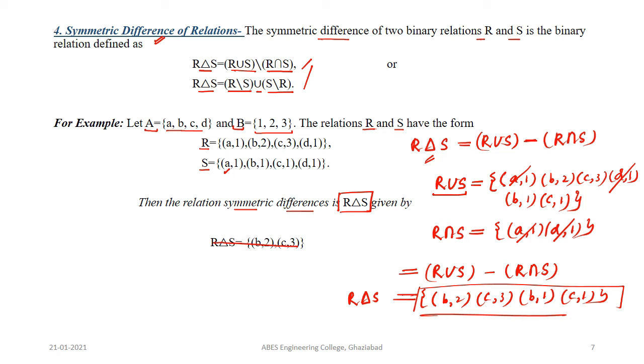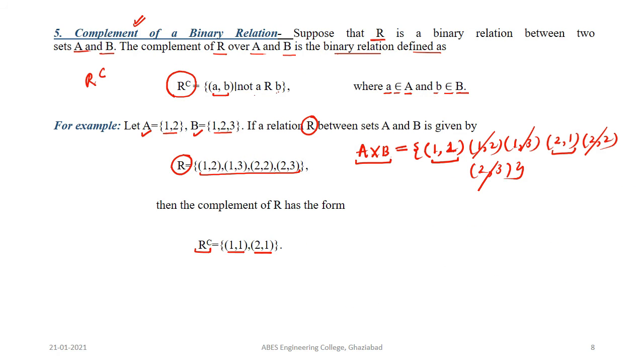Okay, so this is all about the symmetric difference operation. The next operation is the complement operation. Suppose that R is a binary relation between the two sets A and B. Now the complement of R over A and B is the binary relation which will be defined like this.